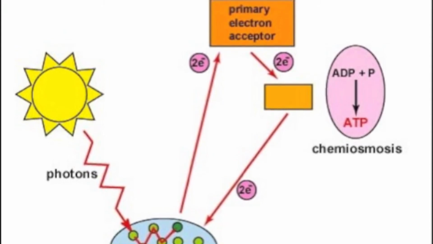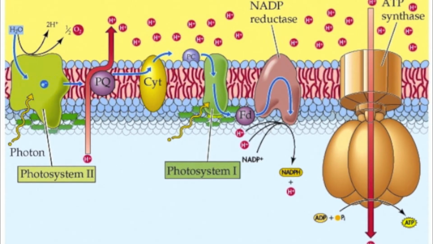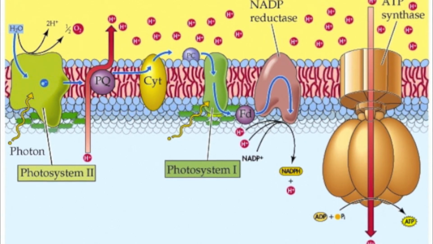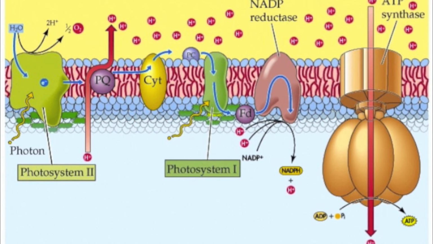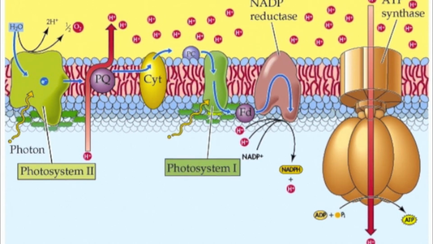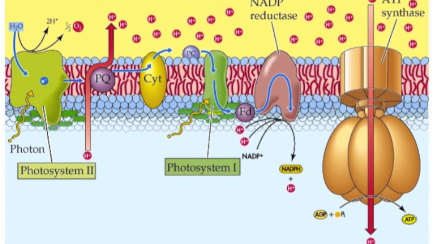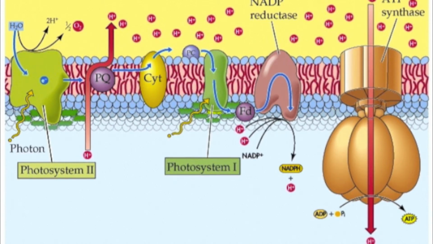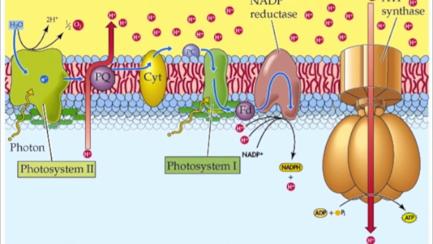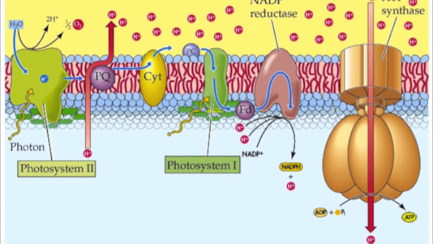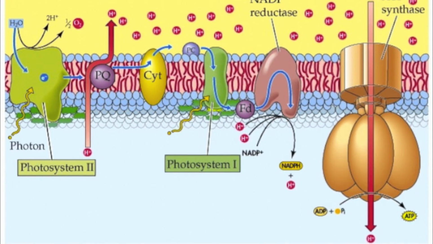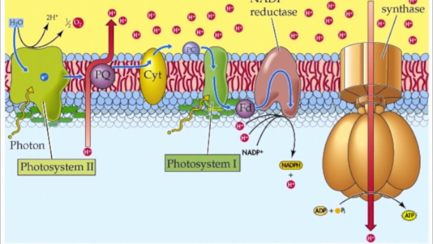In review of non-cyclic phosphorylation, P680 in photosystem 2 captures light and passes excited electrons down an electron transport chain to produce ATP. P700 in photosystem 1 captures light and passes excited electrons down an electron transport chain to produce NADPH. A molecule of water is split by sunlight, releasing electrons, hydrogen, and free oxygen.